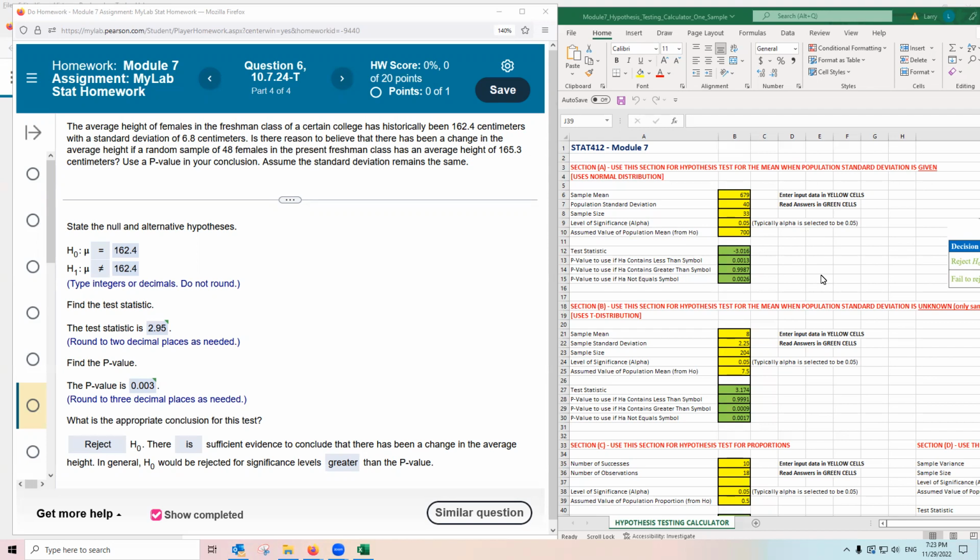This Excel spreadsheet was posted in course announcements and emailed out to you. So please check your email for a copy of this Excel spreadsheet. Okay, it's called Hypothesis Testing Calculator.